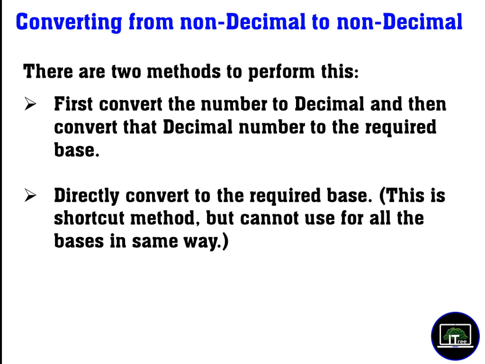The first method is you simply convert that non-decimal value to a decimal value, then you convert that decimal value to the required base. Or sometimes you can use the shortcut method, where you directly convert from a non-decimal base to a non-decimal base. But there's a small point you have to remember: not all number systems support that shortcut method. Some systems you can perform it on, some you may not be able to. We'll discuss all these things in detail now.